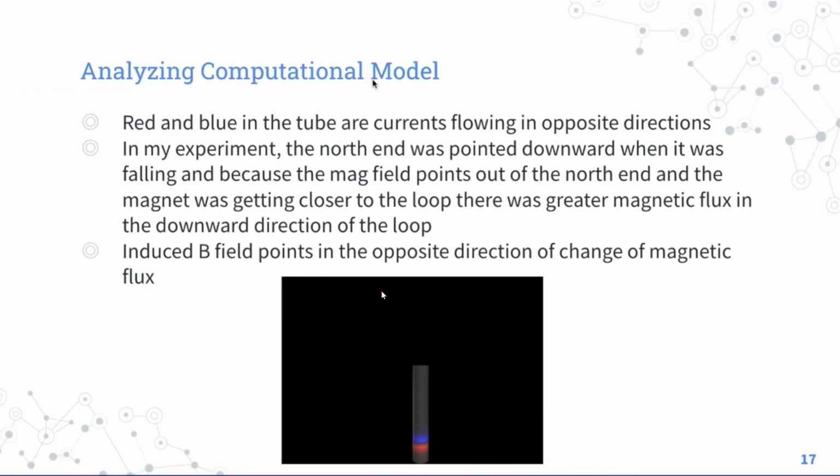Analyzing the computational model, this is a screenshot of it. The red and blue in the tube are currents flowing in opposite directions. And the north end was pointing downwards when it was falling. Because the magnetic field points out of north, as the magnet got closer to the loop there was greater magnetic flux in the downward direction through the loop. And then the induced B field points in the opposite direction of the change in magnetic flux.